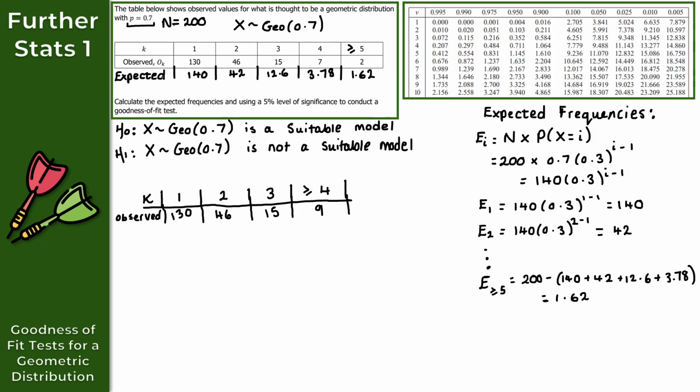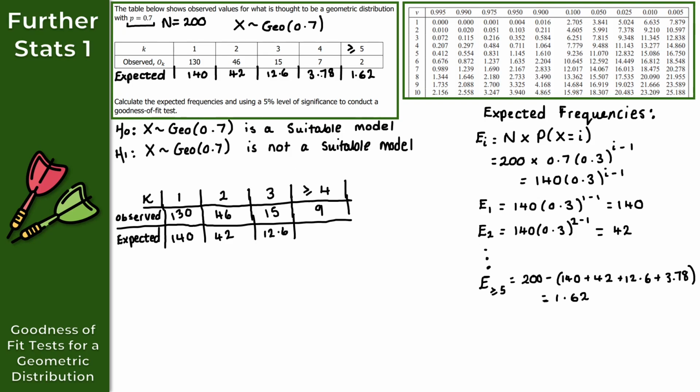We now need to do the same here for the expected values. So if I do one more row underneath, again, I do appreciate that this isn't the neatest table, but I'm sure you can still follow along. So expected. I've got 140 to begin with. Again, the first 3 expected frequencies will not change. So I get 140, 42, and 12.6.